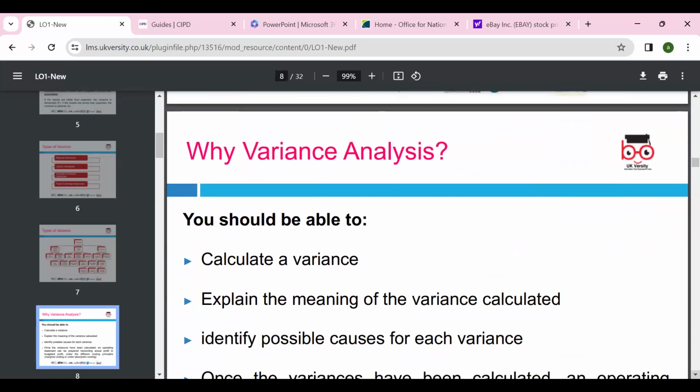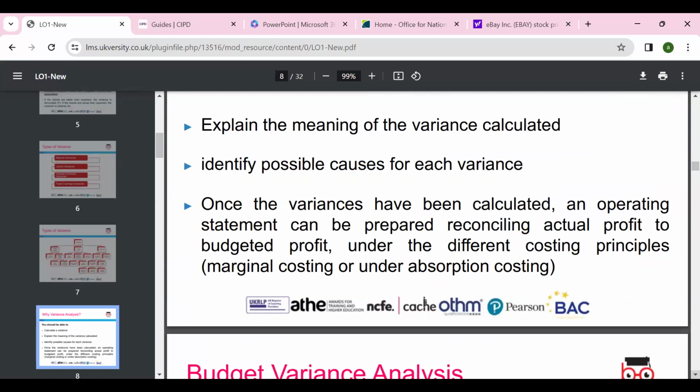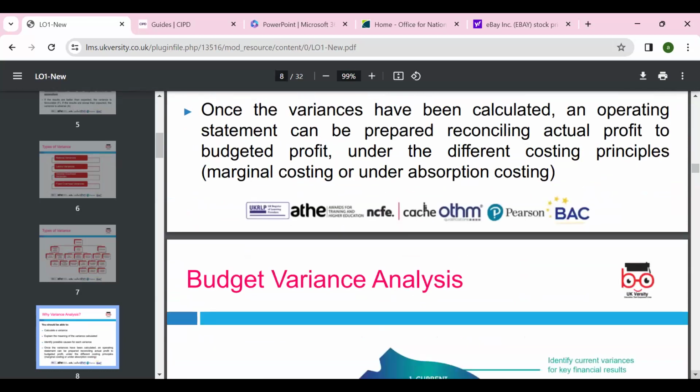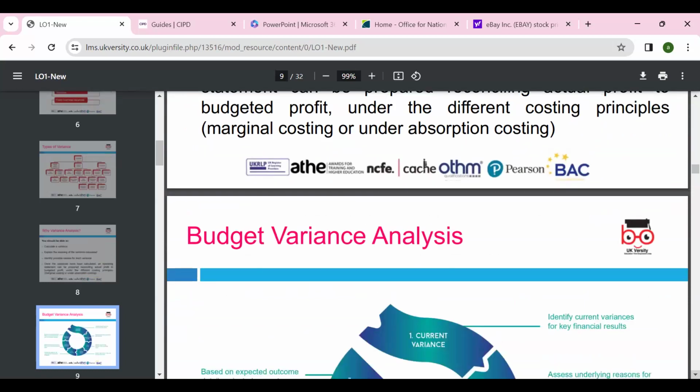So calculate the variance, explain the meaning of the variance, identify the possible causes of the variance. We can look around the operating statement, where we can reconcile and see what impact we have due to the variance. And absorption costing or marginal costing. Absorption costing is also known as the full cost, and marginal cost means all the variable or additional costs. Under marginal costing, we also look around short-term decision making, such as break-even analysis.